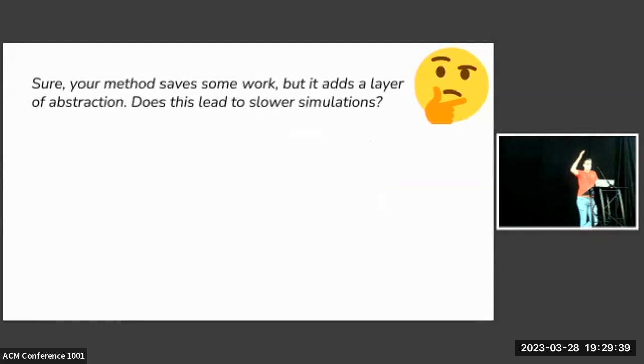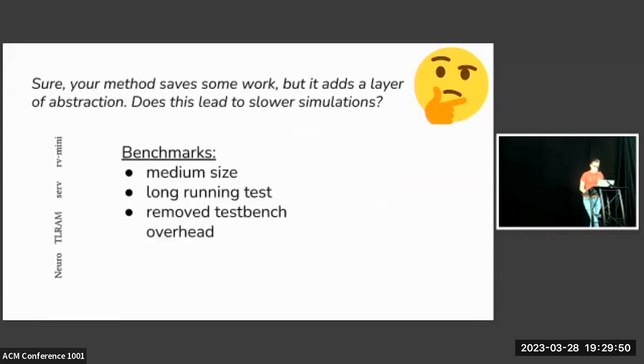Now, of course, we add this layer of abstraction, which is nice for saving us some work. But the question is, does this lead to slower simulations? That's the iron law of computer science, right? You add a layer of abstraction, it gets slower, but more useful maybe. So we tried to benchmark this. We took some medium size Chisel designs that are open source. We tried to find somewhat longer running tests, and we tried to remove the test bench overhead, because sometimes the code that drives your simulation can actually make things like 100 times slower. So we removed that. And so basically what we report is almost raw simulation overhead.